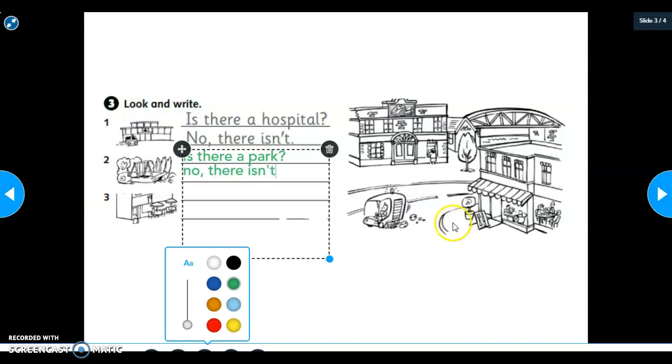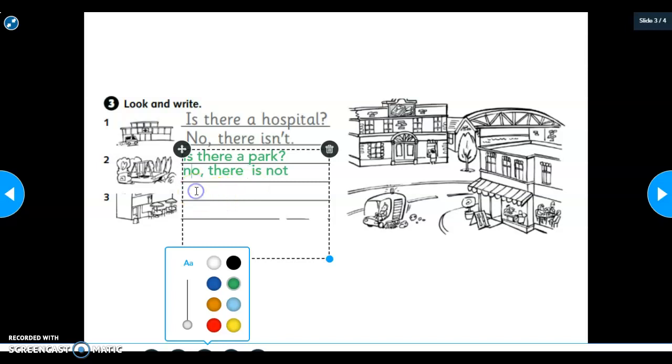Focus how you write it. Miren cómo se escribe. Isn't. Hay una apóstrofe ahí, una N, una T. No, there isn't. Or no, there is not. Podríamos escribir también is not. Cualquiera de las dos estaría correcta, right? There isn't, no, there isn't, or no, there is not, right? Vamos a dejar aquí there is not para hacerlo más distinto y para que se acuerden.